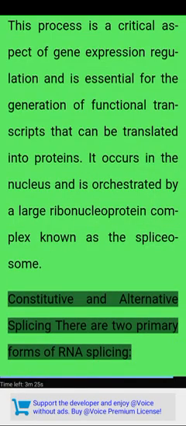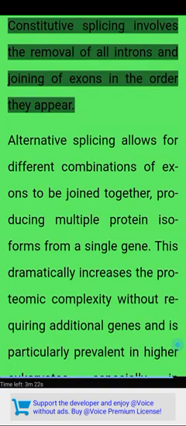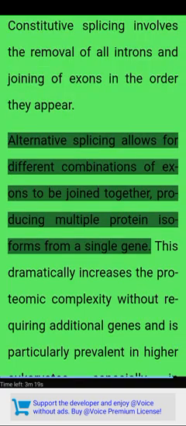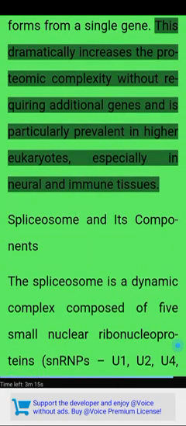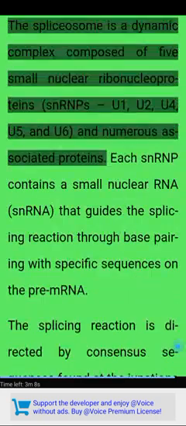Constitutive and alternative splicing are two primary forms of RNA splicing. Constitutive splicing involves the removal of all introns and joining of exons in the order they appear. Alternative splicing allows for different combinations of exons to be joined together, producing multiple protein isoforms from a single gene. This dramatically increases the proteomic complexity without requiring additional genes and is particularly prevalent in higher eukaryotes, especially in neural and immune tissues. Spliceosome and its components.